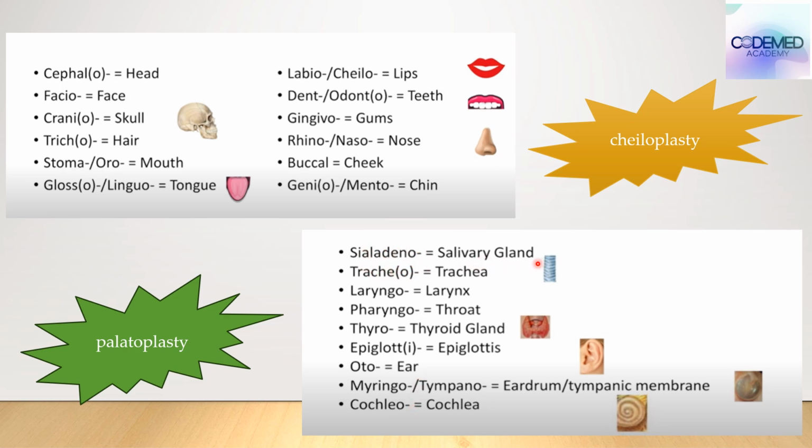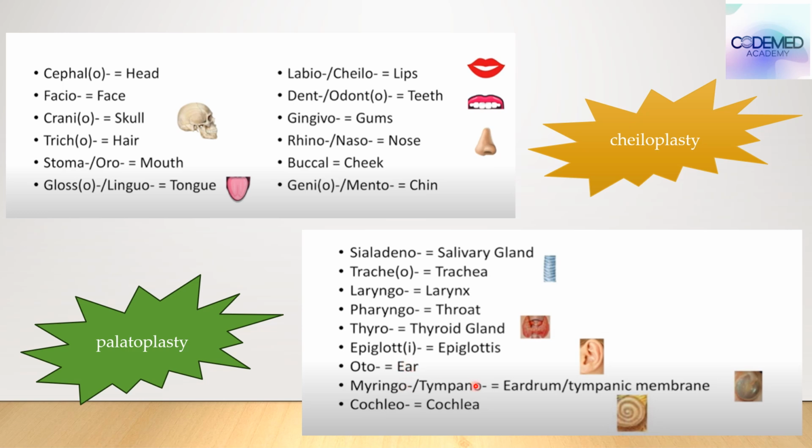Sialo or sialadeno is the salivary gland. So sialoadenitis is the inflammation of the salivary gland, and sialolith is nothing but the stone formation in the salivary gland. Then trachea, as in tracheostomy, we know the word. Laryngo is the larynx. So when I use the word laryngospasm, I'm talking about the spasm of the larynx. Pharyngo is the throat. So pharyngoscopy is viewing of the pharynx. Then thyro is the thyroid gland. Epiglottis is the leaf-like structure that everybody knows.